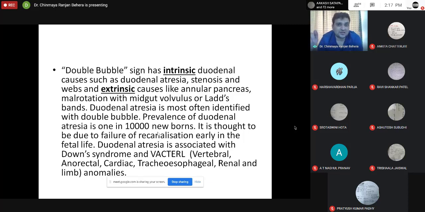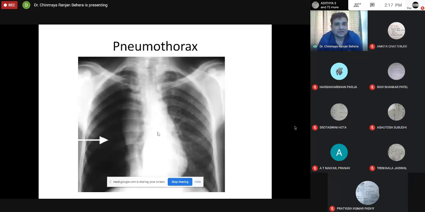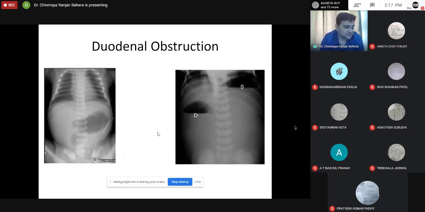What are the extrinsic causes? During the development, if there is an annular pancreas or a malrotation with midgut volvulus or Ladd's band, these will cause duodenal obstruction. Okay, remember duodenal atresia is mainly seen in the infants.